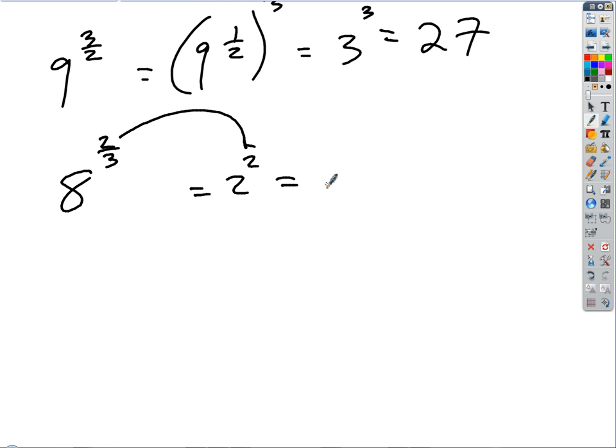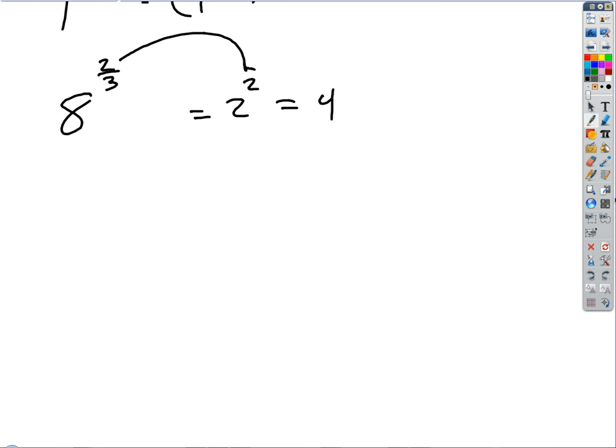Squared is 4. Okay, now, I can't remember if this section covers this or not, but now's a good time. What if I do -8 to the 2/3? Can I do that? Is that negative going to cause problems for me? No, it's not.